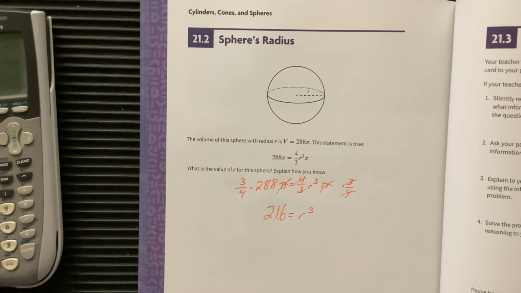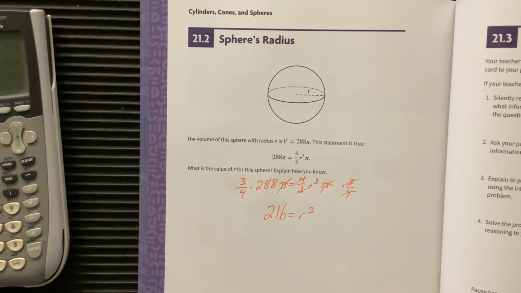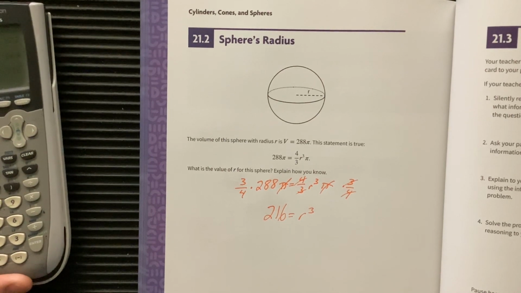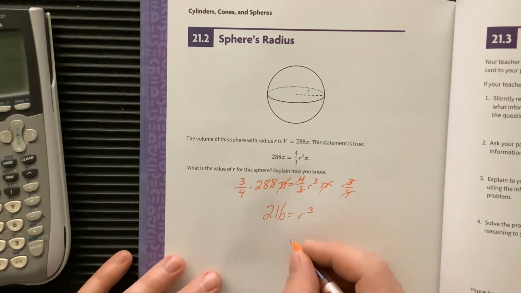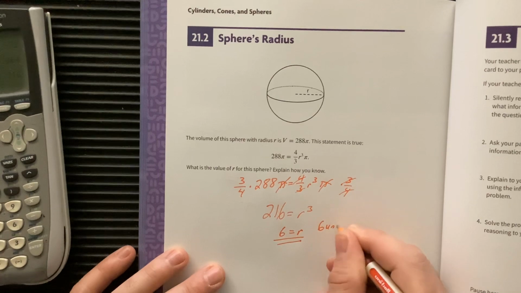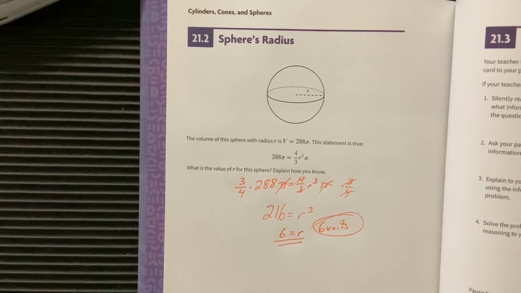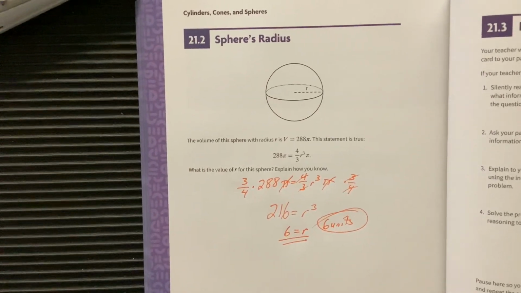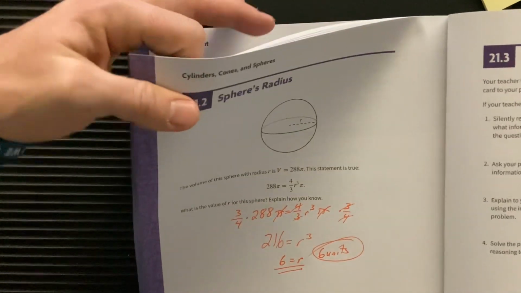So now what number cubed is 216? You could try a number. You could try 3. 3 times 3 times 3, that's 27. It's bigger than that. What number cubed is 216? You could try 14. 14 times 14 times 14 is going to be way more. 6 times 6 times 6. Your answer is 6 units.